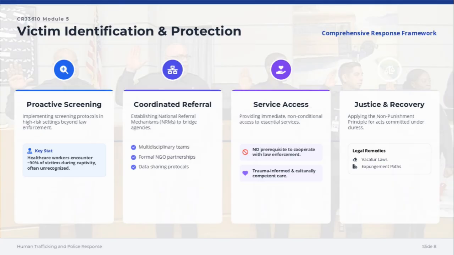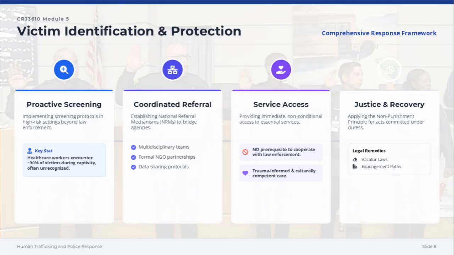Victim identification requires a coordinated, multidisciplinary approach. Research shows that healthcare providers encounter many trafficking victims during captivity, often without recognizing the warning signs. Proactive screening in hospitals, schools, shelters, and social services agencies is therefore essential.